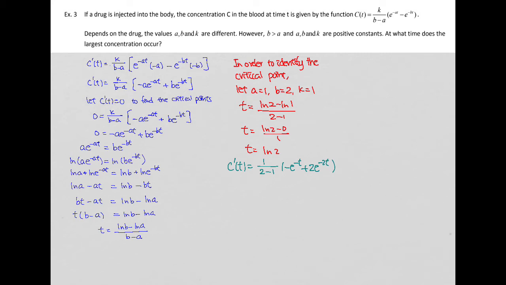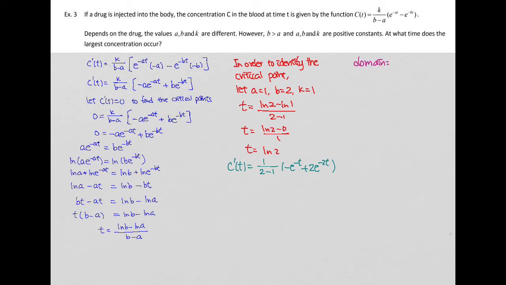And before we put it on the number line, we want to make sure this is actually fitting our domain. So what's our domain here? Domain is all the possible values for time, t. So we're talking about the drug being injected into the body. That means t must be greater than or equal to 0.